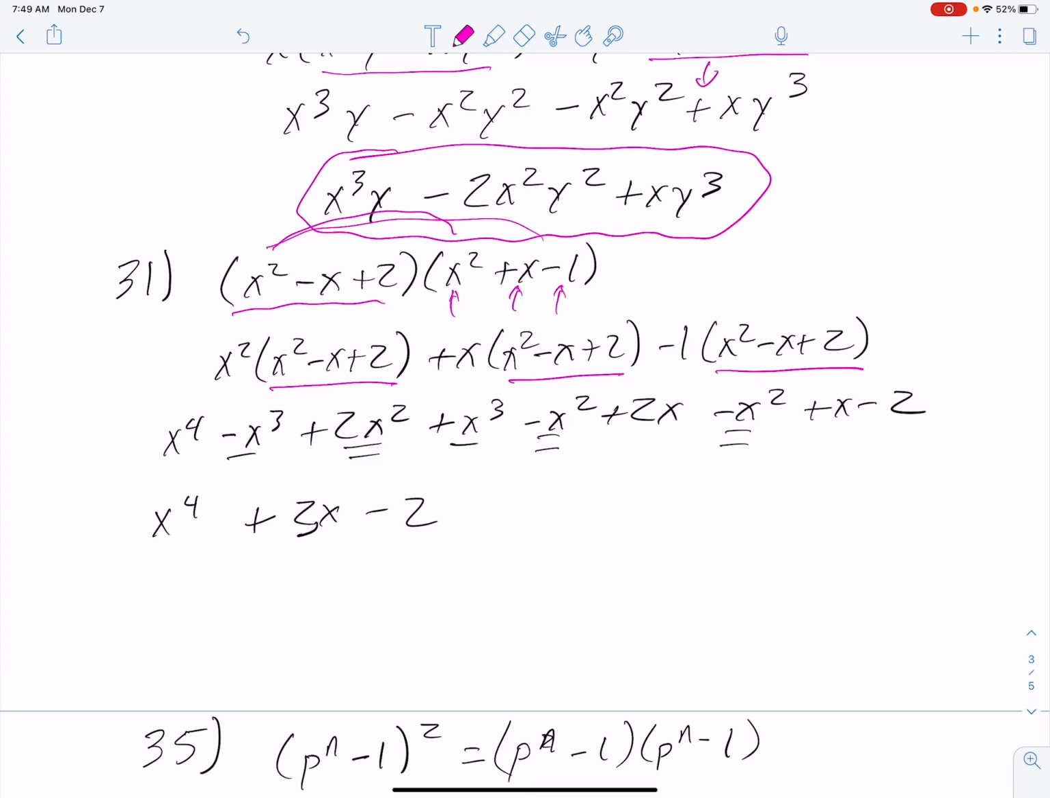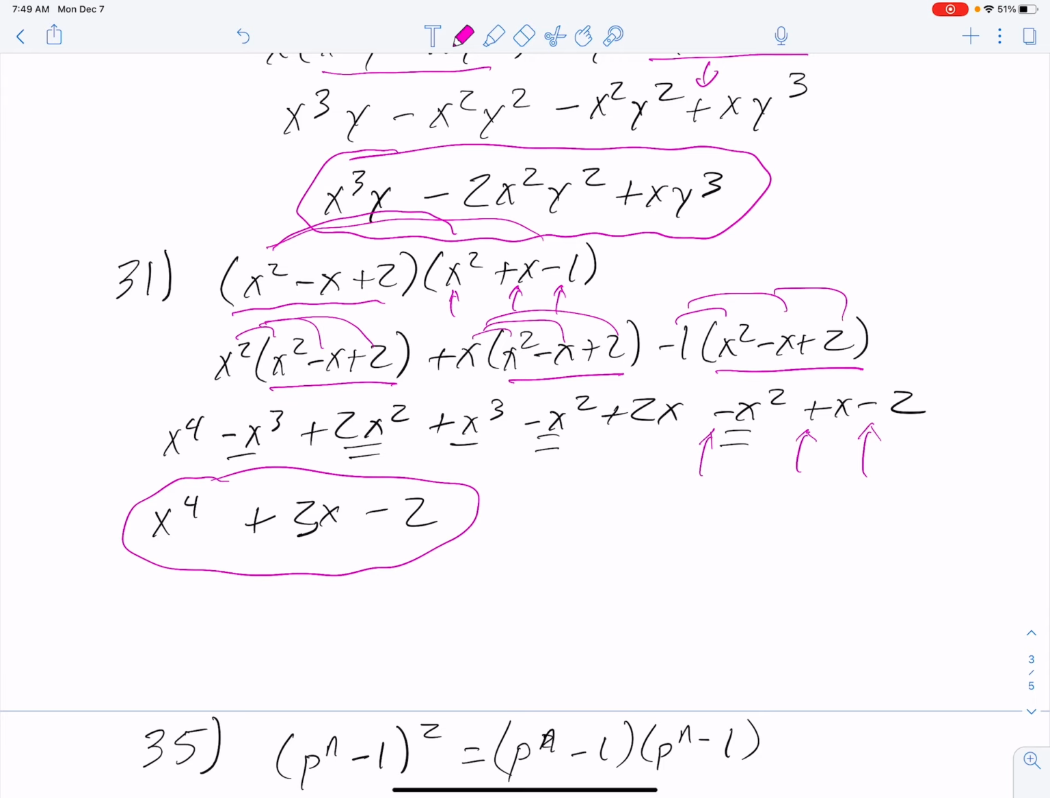And so I distribute my terms. X squared gets distributed, x gets distributed. Be careful distributing the negative 1. Notice all three signs have changed. And then it's a matter of looking for like terms and combining like terms.